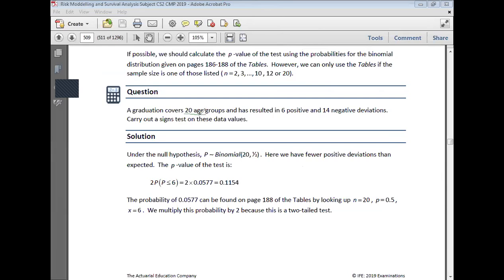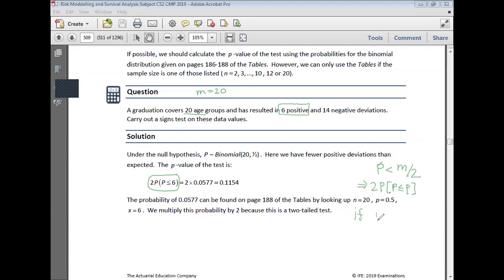A graduation covers 20 age groups. So I know that my M is just 20, and it has resulted in 6 positive and 14 negative deviations. If you have a look here, we see that this is not fairly distributed. They have asked us to carry out a sign test on these data values. There is one thing that we always have to remember. If you observe the number of positives lesser, so let us say I denote the number of positives by P, if this is lesser than M by 2, then the probability that you will have to compare with is 2 times the probability that P is less than or equal to some number, which is basically this P here.